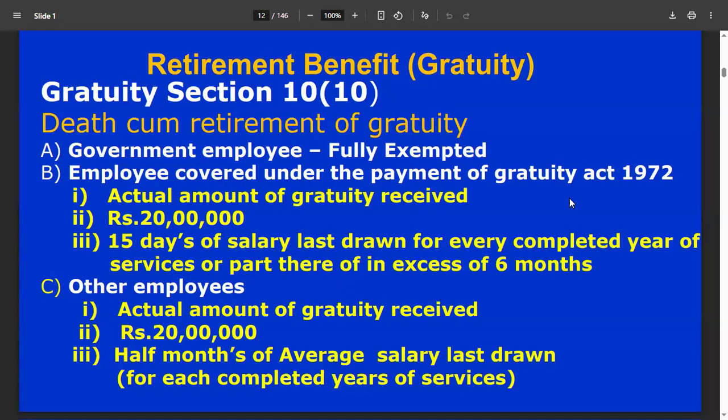So please remember, gratuity is fully exempted for government. For all others, 20 lakhs or actual received or 15 days salary last drawn for every completed year of service or part in excess of 6 months. So it means the 6 months salary I will calculate, and in that I will find out 50% salary because 30 days is a month, and I'll multiply 6 months salary divided by 2. I'll do the valuation, and based on that, whatever the lowest amount, that is exempted as gratuity benefits.